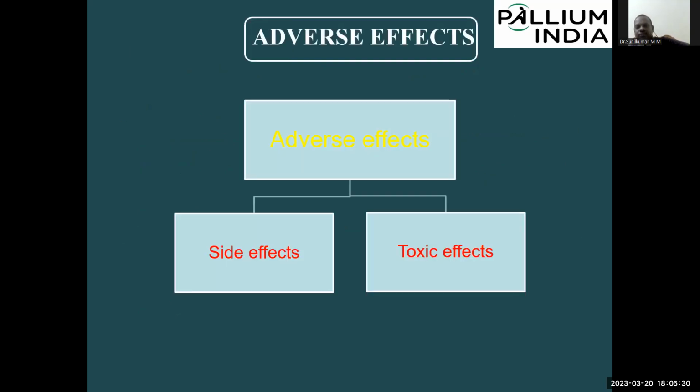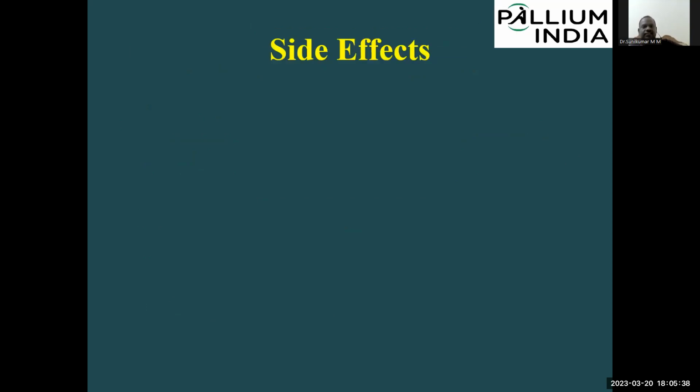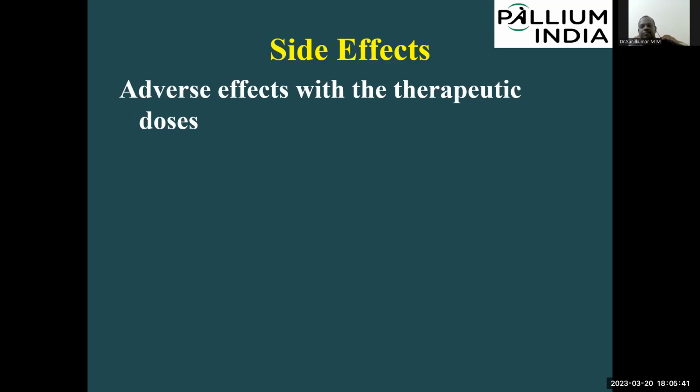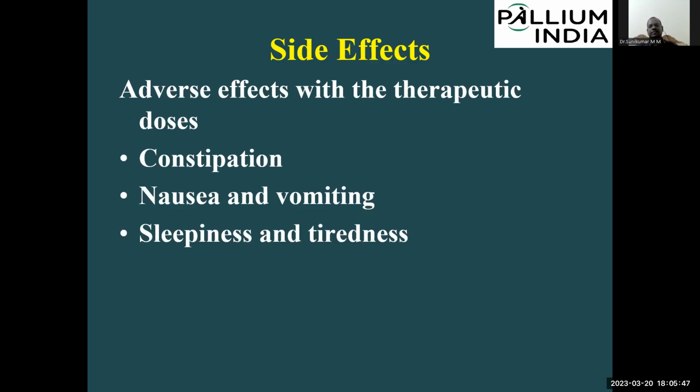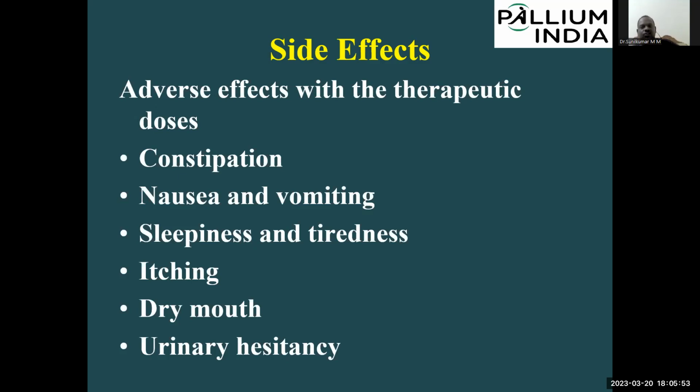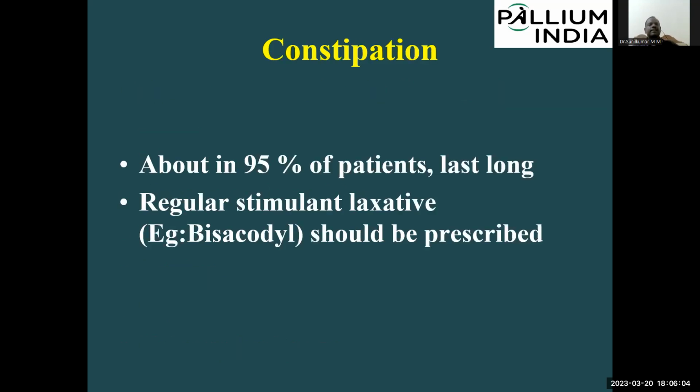Okay, now we are moving on to adverse effects. So adverse effects of opioids can be divided into two: side effects and toxic effects. What are side effects? Side effects are adverse effects with therapeutic dose. So what are those? Constipation, nausea, vomiting, sleepiness and tiredness, itching, dry mouth, urinary hesitancy. The first three are the common side effects, and the last three are not very common. You can say rare side effects. And out of this, constipation is the most common side effect, which occurs in almost 95% of patients.